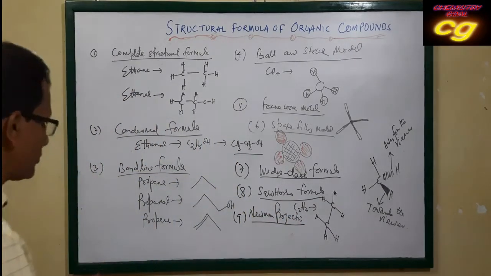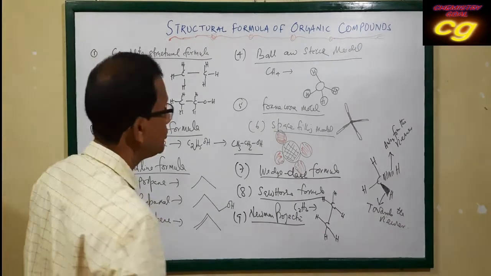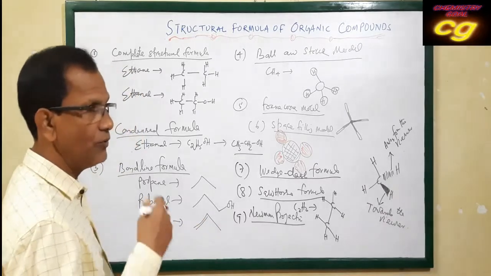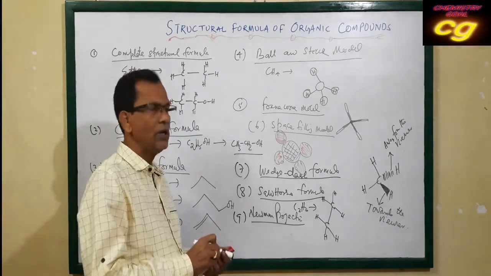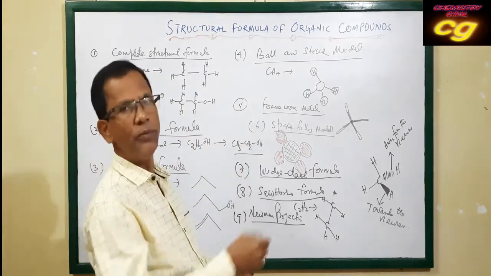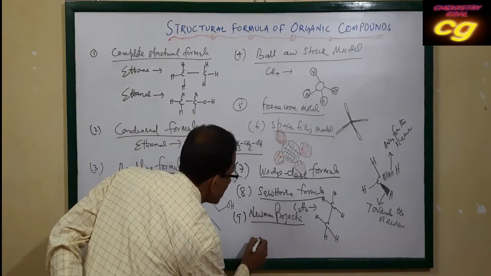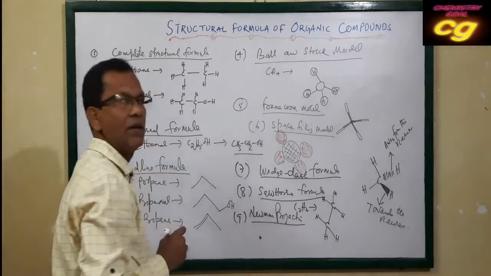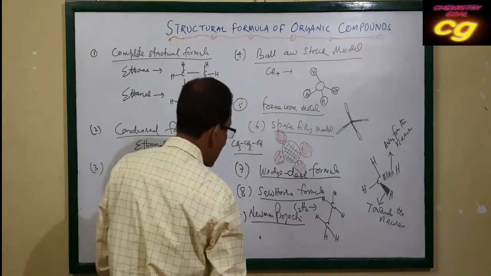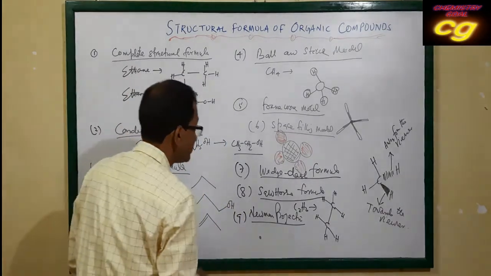In a Newman projection, what happens? The whole molecule is represented on paper, in the plane, in two parts. You have to look at the molecule in such a way that one carbon will be in front and the other will be at the back. Generally, the front carbon will be represented as a point, that is, a black spot, and the back carbon will be represented as a circle.